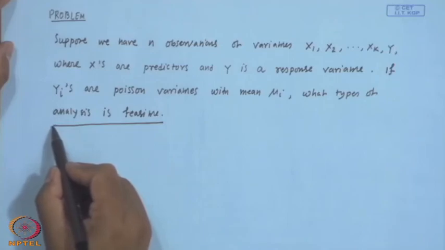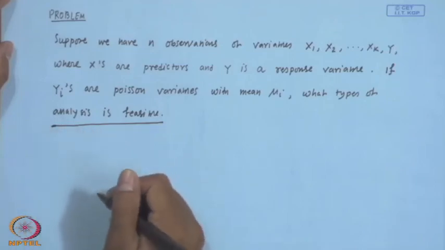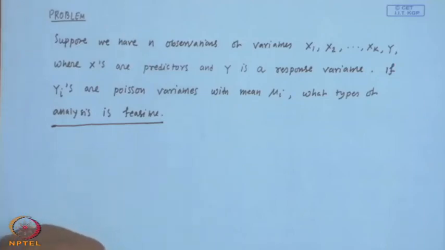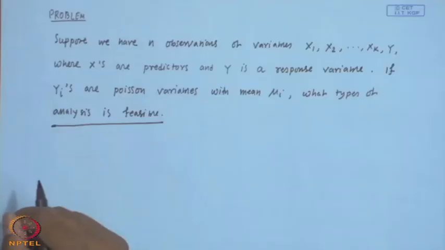The objective of the generalized linear model topic was: if the response variable is not following a normal distribution, but follows some distribution from the exponential family, then how to fit a model for that. That was the objective of the generalized linear model, and here you can see that this response variable y follows a Poisson distribution. Poisson distribution is a member of the exponential family. So, we will see how to solve this problem.